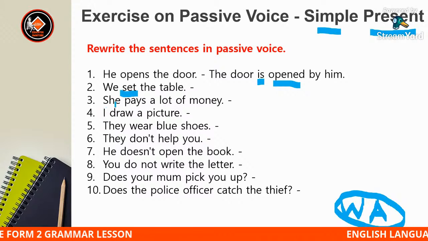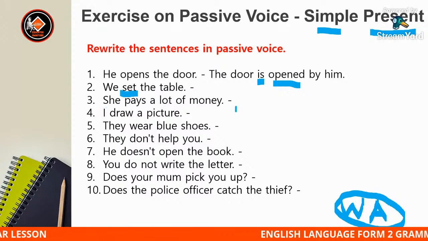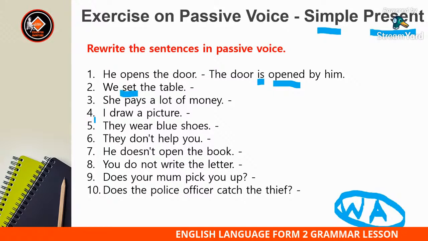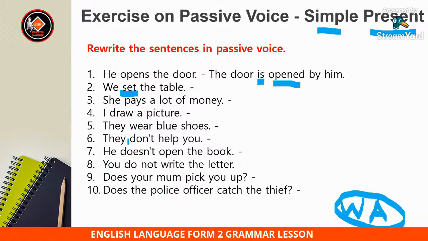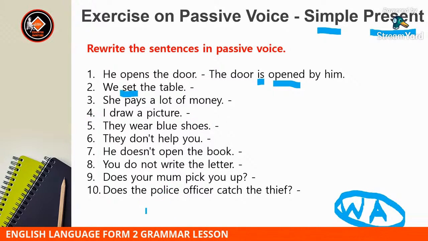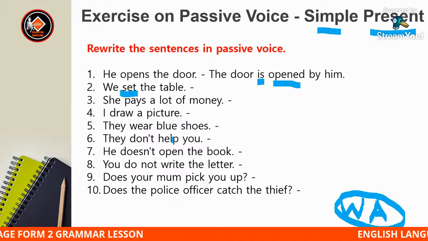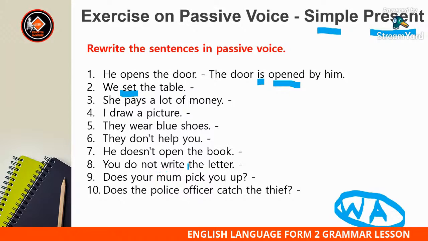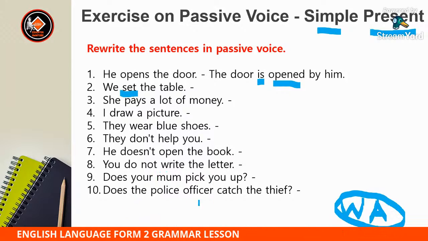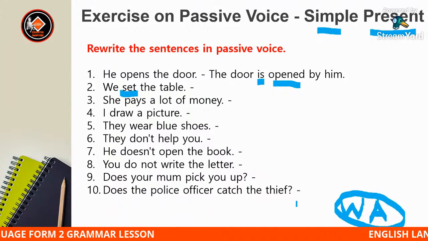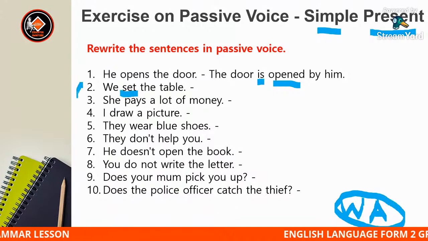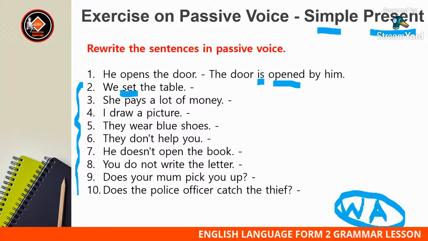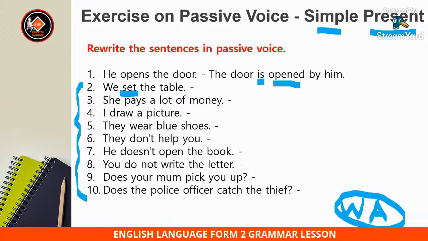Okay, number 3, she pays a lot of money. Okay, no problem, right? You can understand. Number 4, I draw a picture. Number 5, they wear blue shoes. Okay, easy. Number 6, they don't help you. He doesn't open the book. You do not write the letter. Does your mom pick you up? Does the police officer catch the thief? So you have to do number 2 to number 10. This is a written exercise.